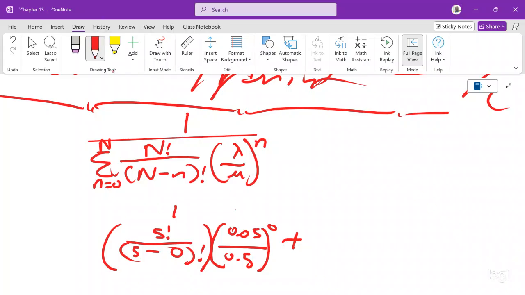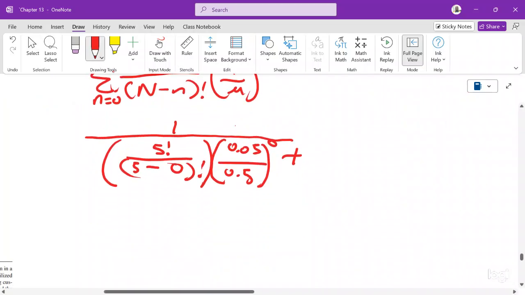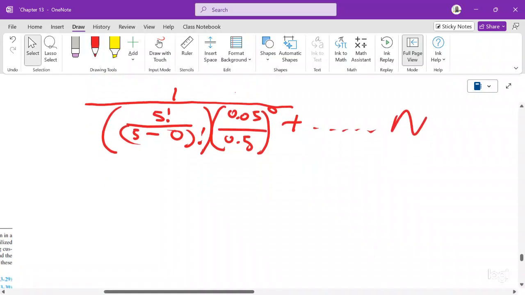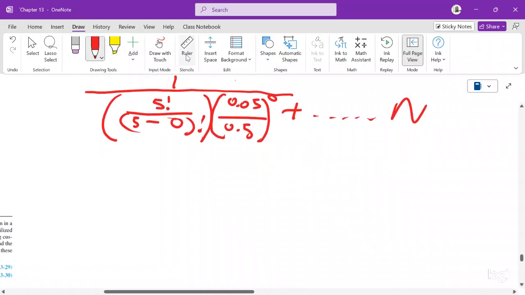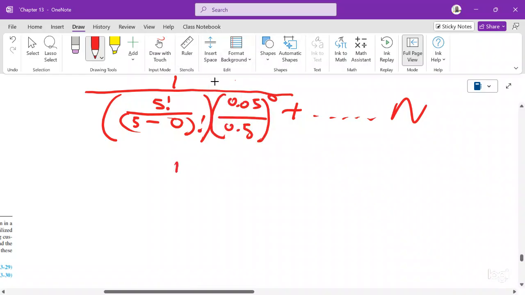Then I have 3 over 250. Okay. For some reason, it's continuing. Plus. Then the last one, which is 5 and 5, which is 3 over 2500.